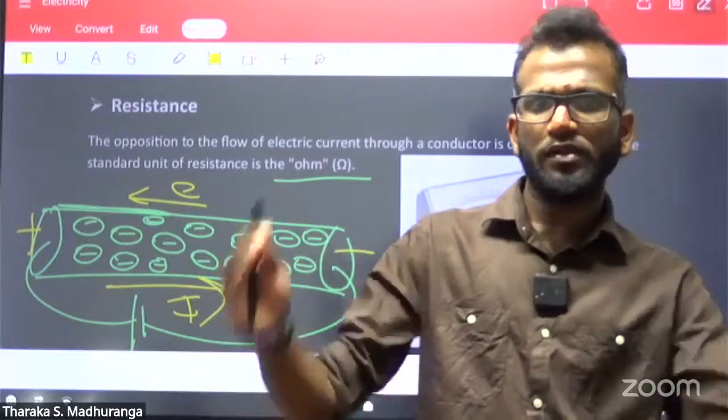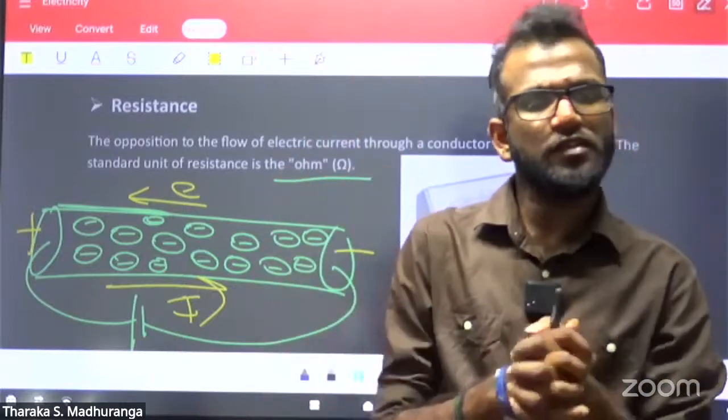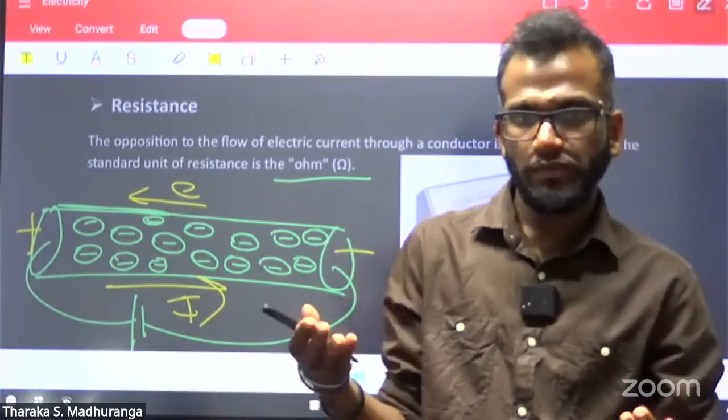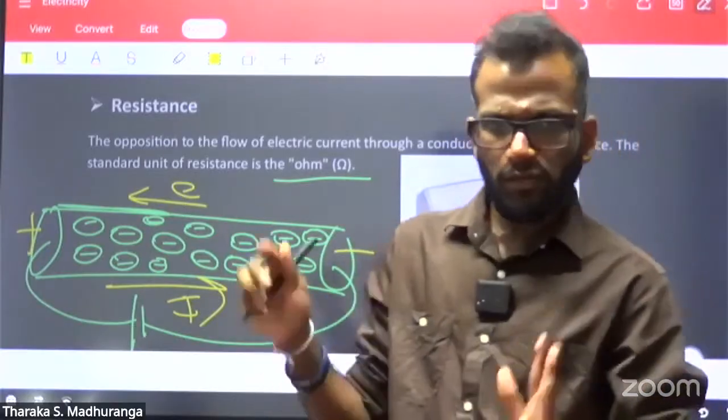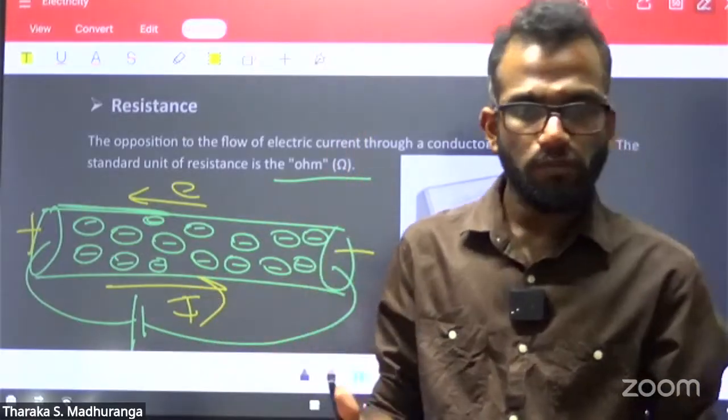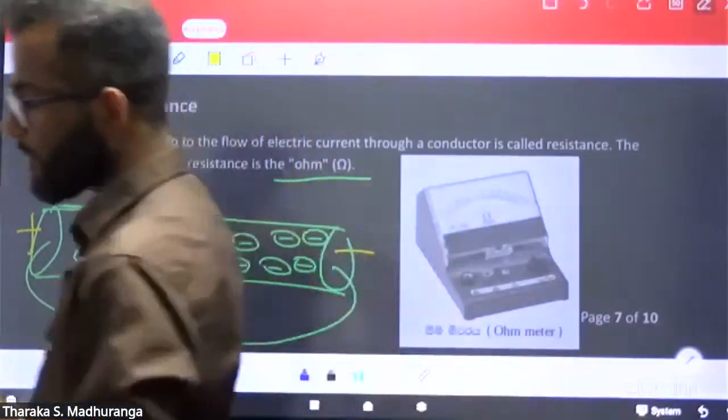Then how is resistance formed? Any idea? I need an answer from you now. I will explain everything. Now you have the basic knowledge. How is resistance formed?